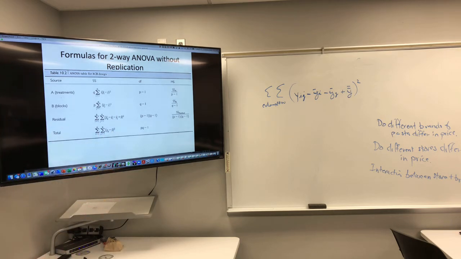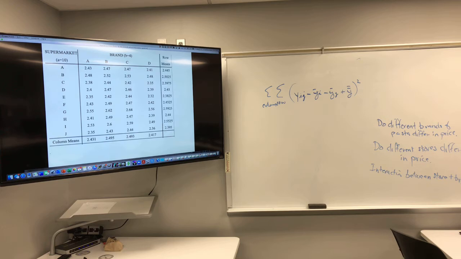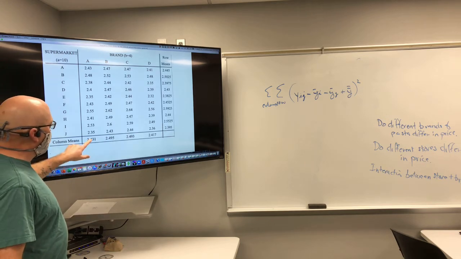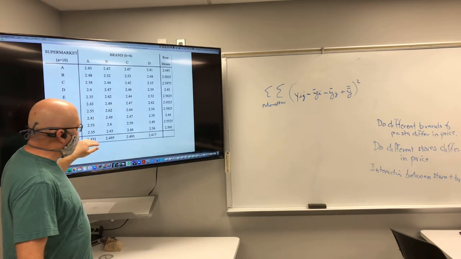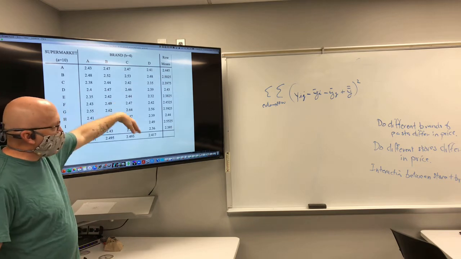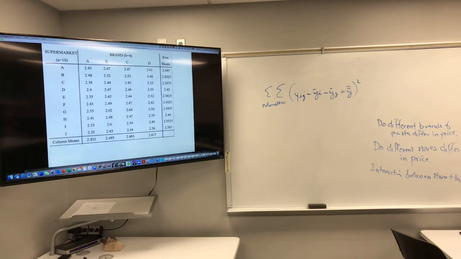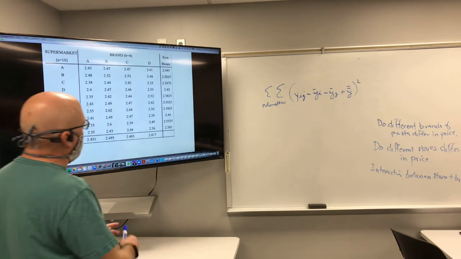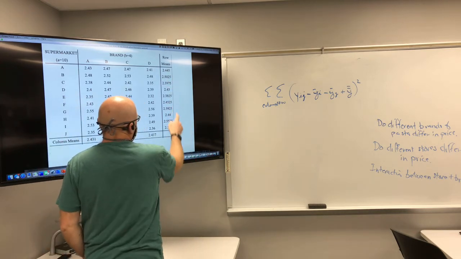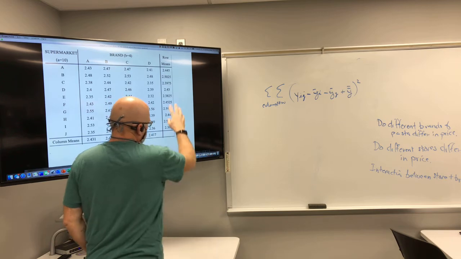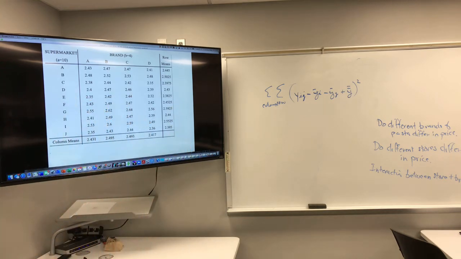Row means and column means, sums of squares, are actually just: sum of squares columns is this minus the grand mean, this minus the grand mean, this minus the grand mean, this minus the grand mean, once again across all 10 rows. And then for the row means, the sum of squares rows will be this minus the grand mean, this minus the grand mean, this minus the grand mean, across all of those rows.